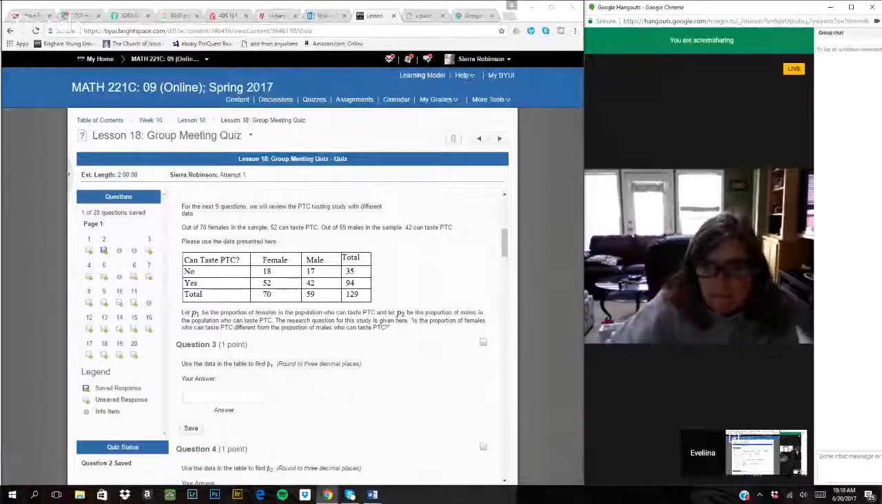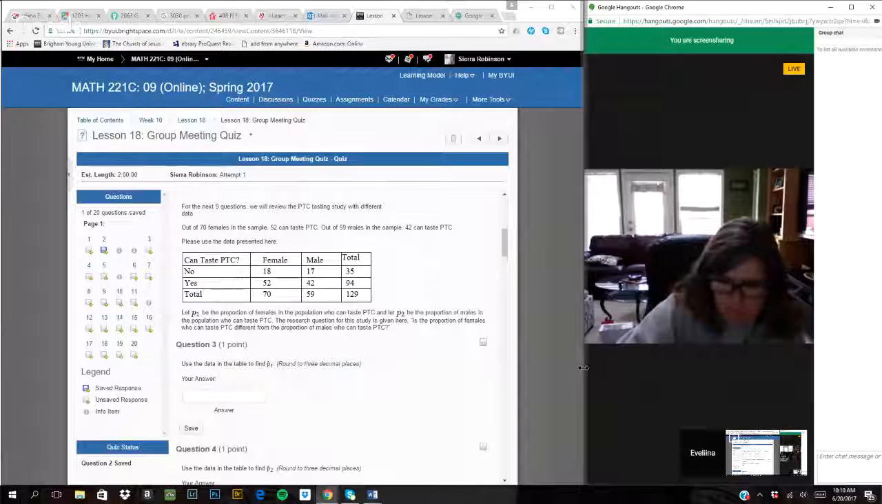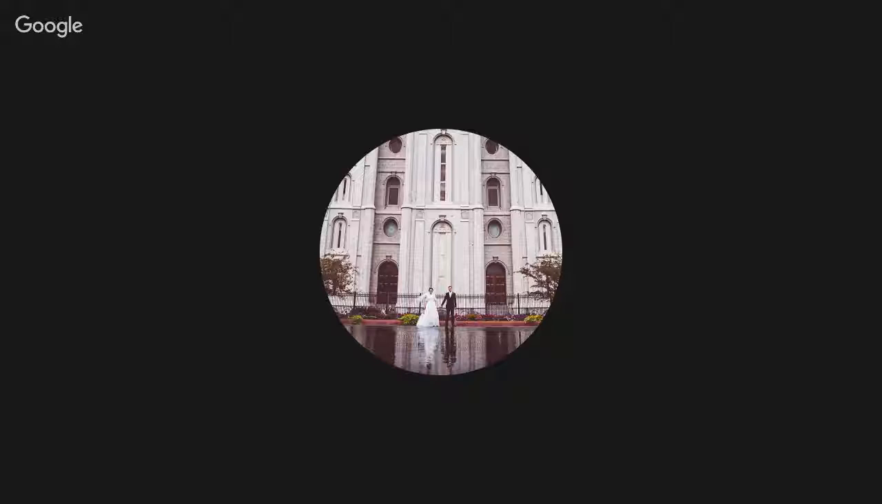Okay, so for males, can you see this right here? Yes. Okay, good. Females: 52 yes, 18 no, total 70. Males: 42 yes, 17 no, 35 total. What browser do you use?